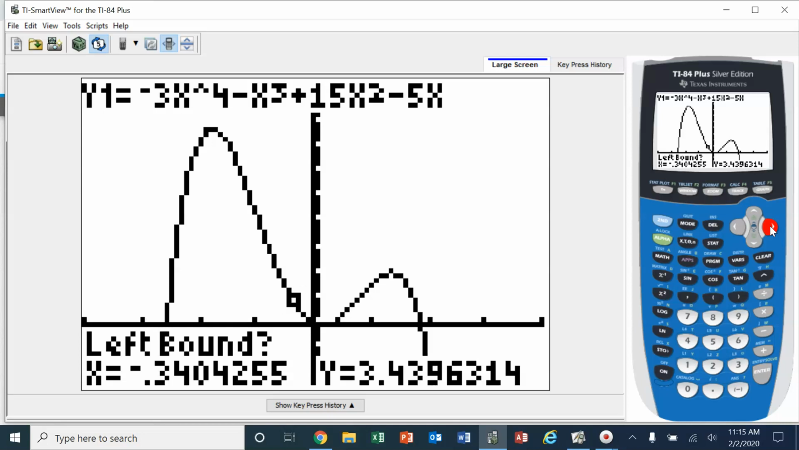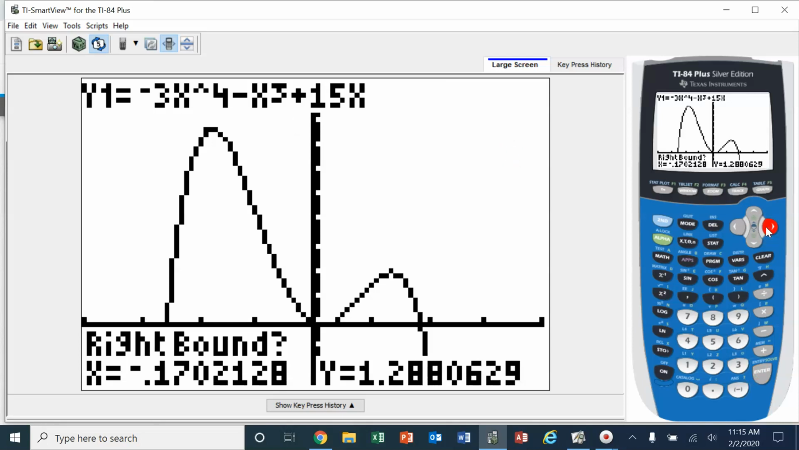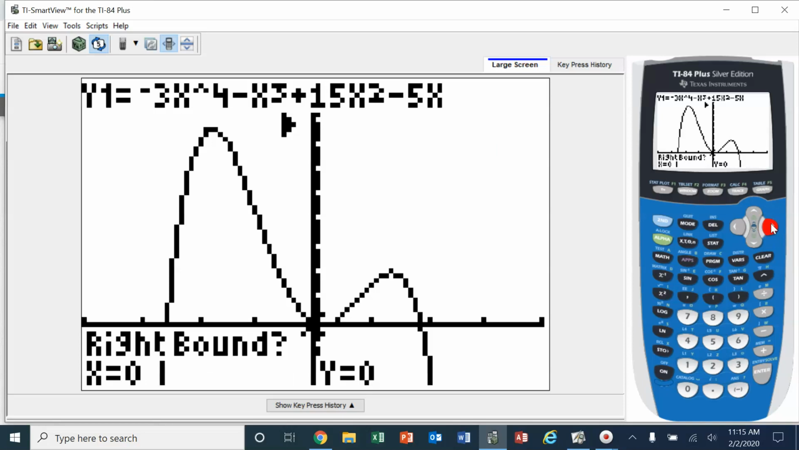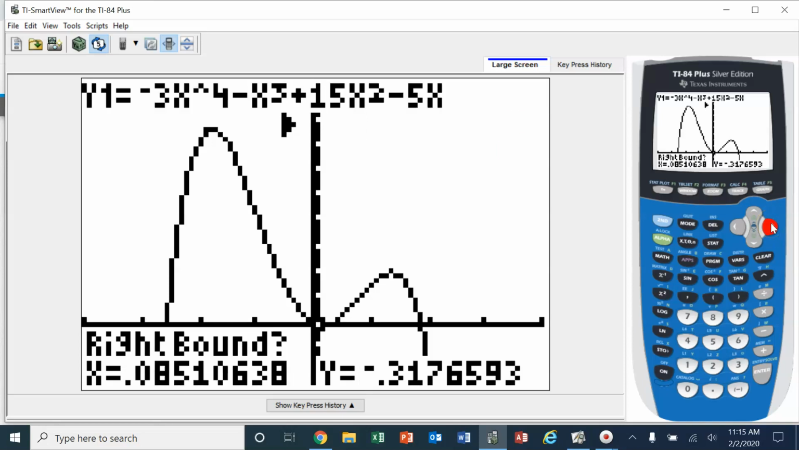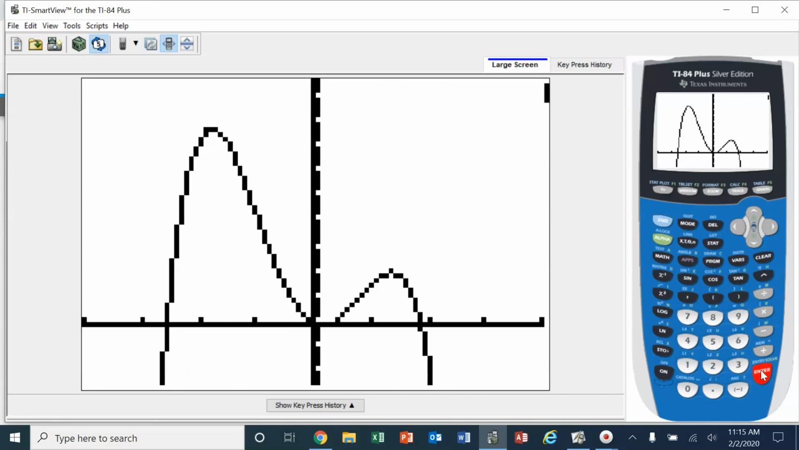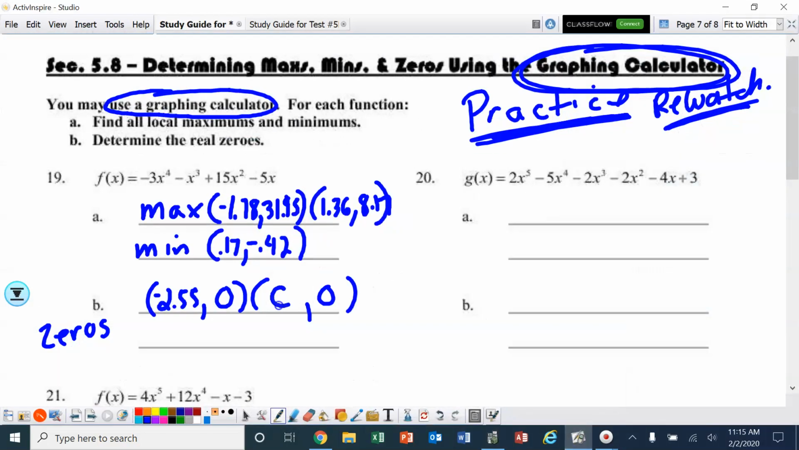So what I'm going to do is hit enter once. Now I'm going to move it. Let's see what happens here. No, I'm not on the right side yet. Ooh, I bet I'm on the right side now, though. Let's see what happens. I got an answer. 0, 0. Did not know that. So 0, 0 is one of the zeros.